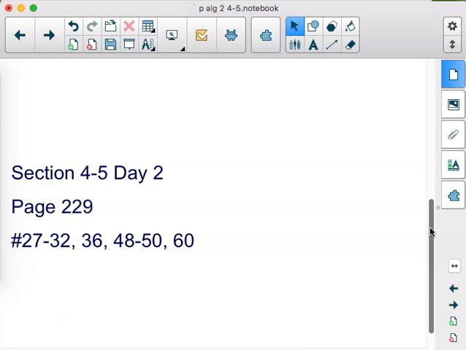Is the test next week Monday or Tuesday? It is Tuesday.